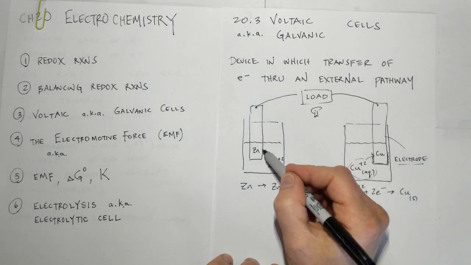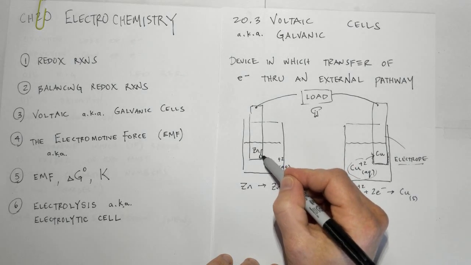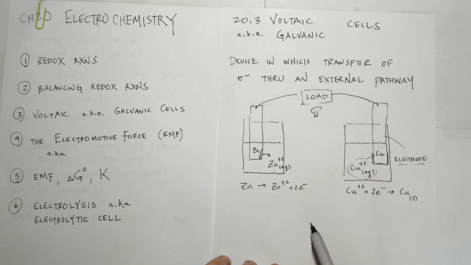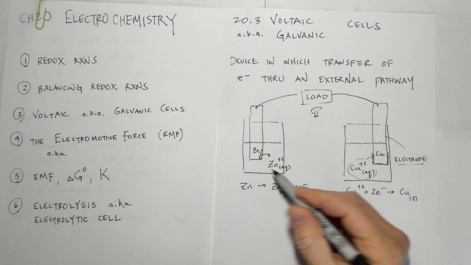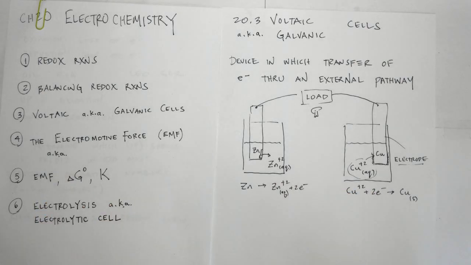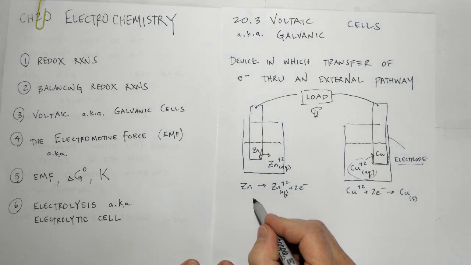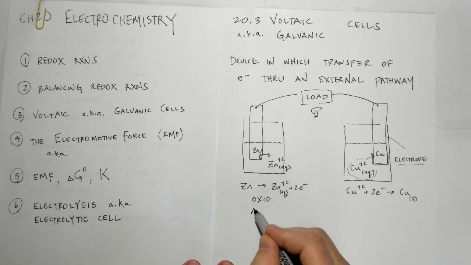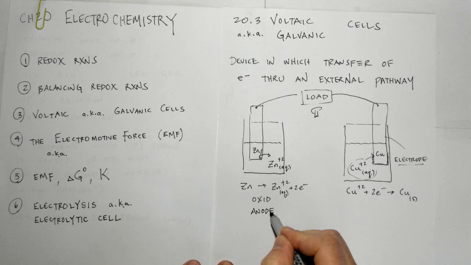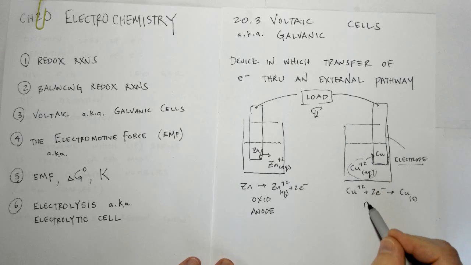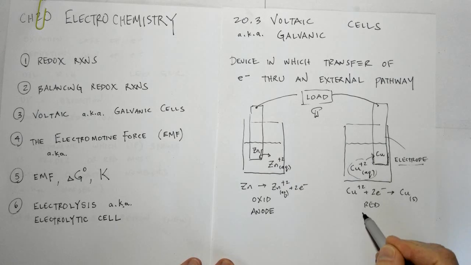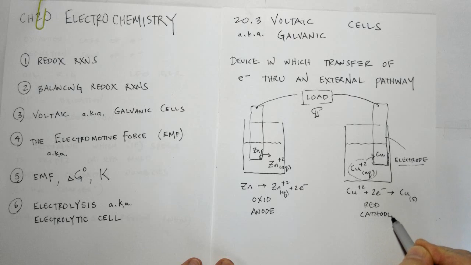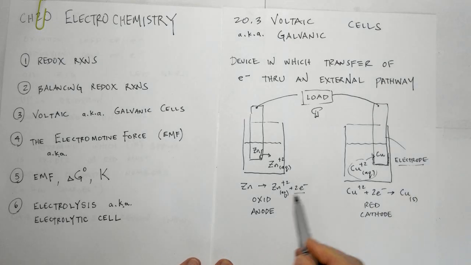Whereas the zinc solid right here, this one would start to get eaten away and would become more zinc positive ions, aqueous right here, and would actually dissolve, I guess we'd call it. The fancy name for the place where oxidation takes place is called the anode. And the fancy place where reduction takes place, reduction is the gain of electrons, is called the cathode. Oxidation, remember, is the loss of electrons, and reduction is the gain of electrons.